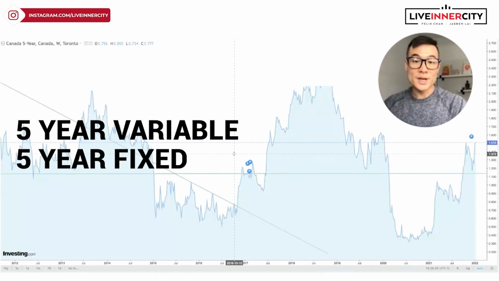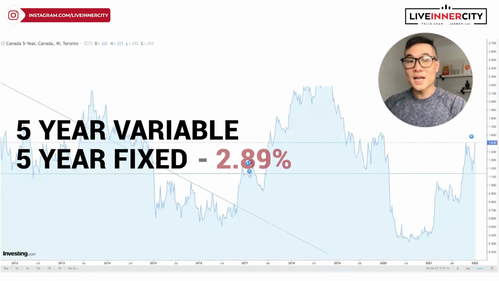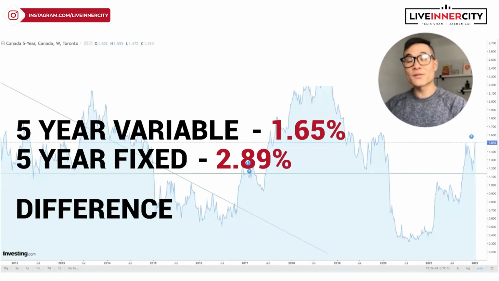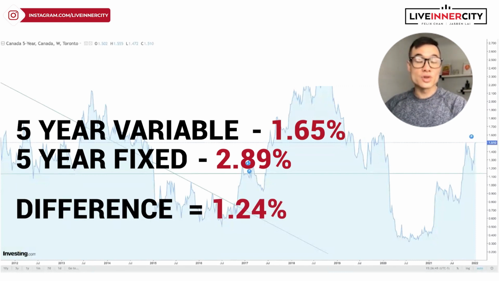So as an example right now, chartered banks for both the 5-year fixed and the 5-year variable, okay? The 5-year fixed is around 2.89%. The 5-year variable is 1.65%, a difference of 1.24%.